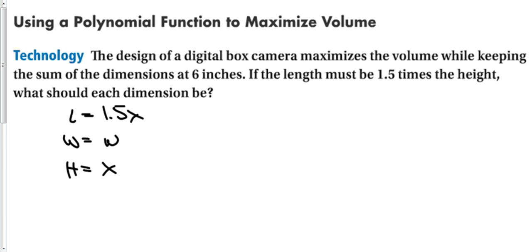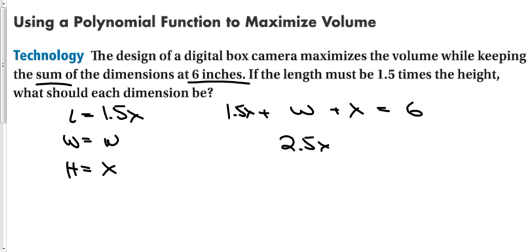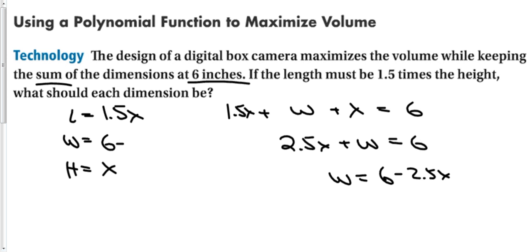Well, I know that the sum has to be 6 inches. So that means that length plus width plus height is going to be equal to 6. I know that length is 1.5x. I know that height is x. Putting those together gives me 2.5x plus the width is equal to 6. So that means that the width is equal to 6 minus 2.5x. Substituting right there, I now have a formula for volume.